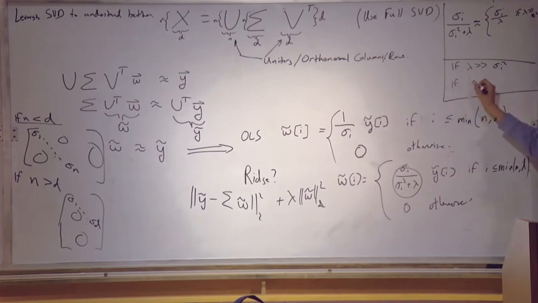If, on the other hand, lambda is much smaller than sigma i squared, then this sum is basically just sigma i squared. And in that case, sigma i squared will cancel with the sigma i, and you'll just get 1 over sigma i if lambda is much smaller than sigma i squared, and smoothly going in between.